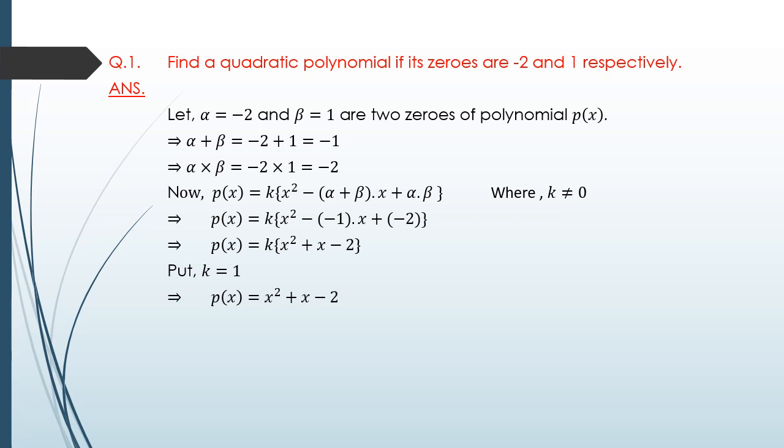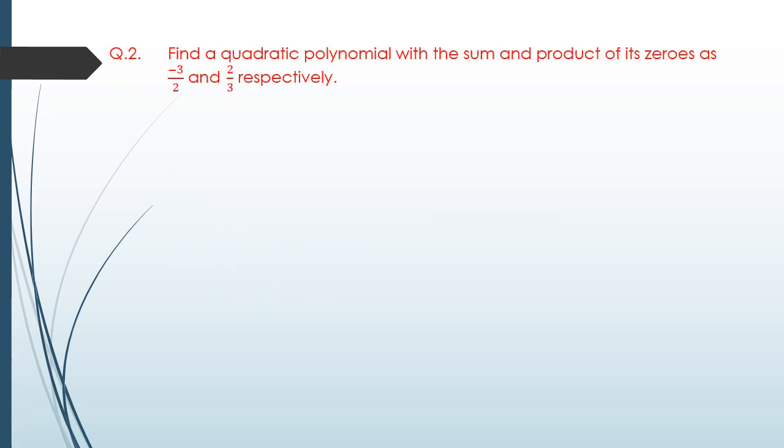Okay, that is what I said. You can put any real number for k except 0 and you will get n number of polynomials which will be satisfying the given two zeros, right? So this is the way of finding the quadratic polynomial if its zeros are known to us. Now let us see another question.